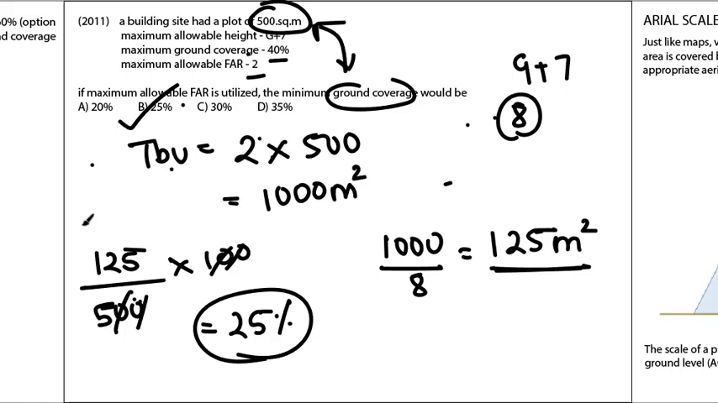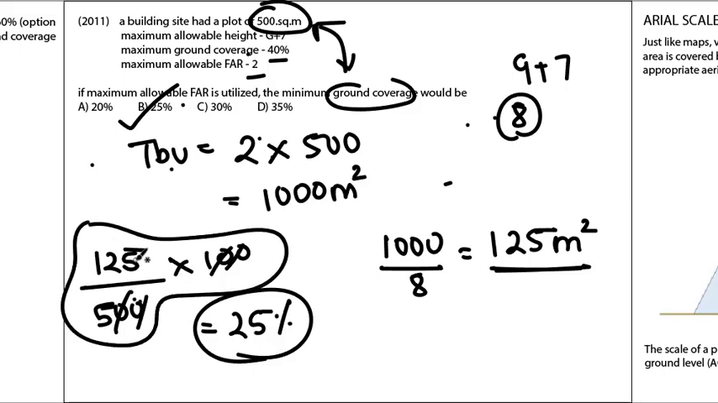I hope you are getting this part. This part is very important. If you take 125 divided by 1000, then it is totally wrong. We have to consider ground coverage from the site area only. So it's 125 divided by 500, and to calculate in percentage, multiply by 100, right?